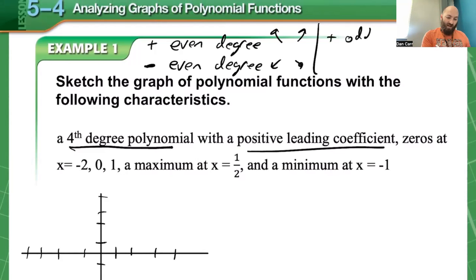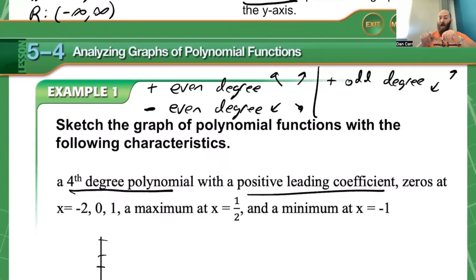If I have a positive odd degree, I'm going to get this. I'm going to get lower left and upper right for my end behavior. So I might be blocking that. There we go. My positive odd degree will go lower left and upper right. Negative odd degree flips that. So it's going to go up and to the left and down and to the right.